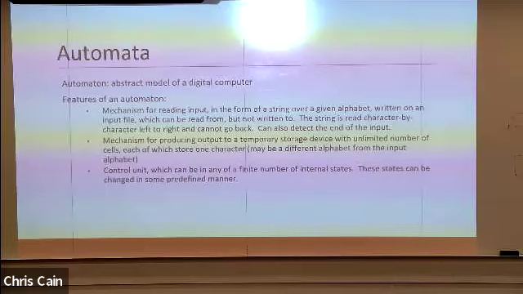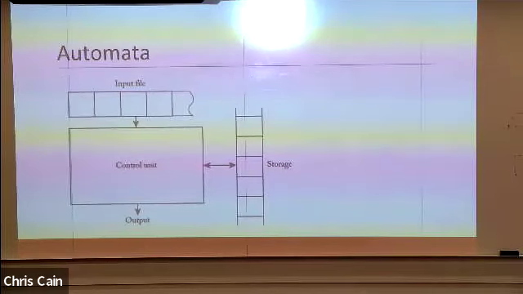So to visualize one of these, we have an input file of some number of characters, each of which belong to the input alphabet. The control unit reads the input file. The control unit is going to be calculating what internal state it is in and shifting between those states based off of what it sees in the input file. As it does this, it may or may not be writing to this infinite storage. And at the very end, it stops or it doesn't.